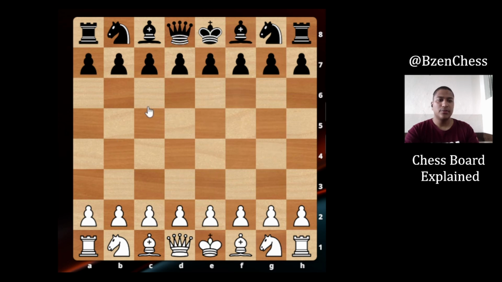The final thing I want to talk about is the center squares. So these are the d4, d5, e4, and e5 squares. I like to refer to these squares as the highway on a chessboard, as you're able to reach from one side of the board to the other quickly.